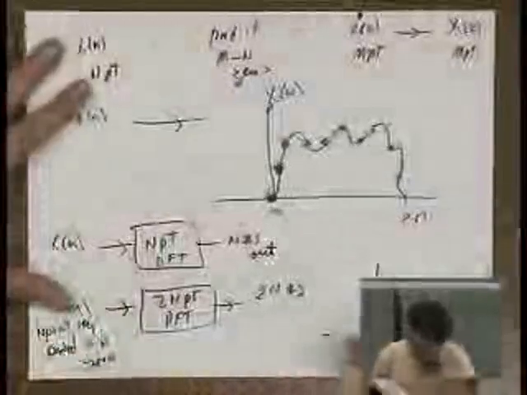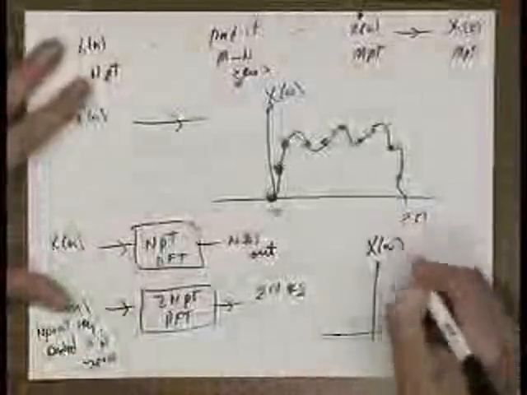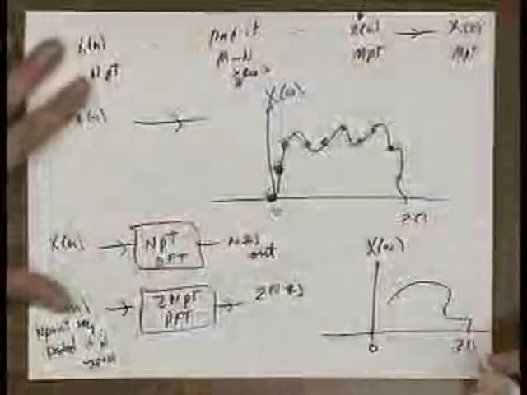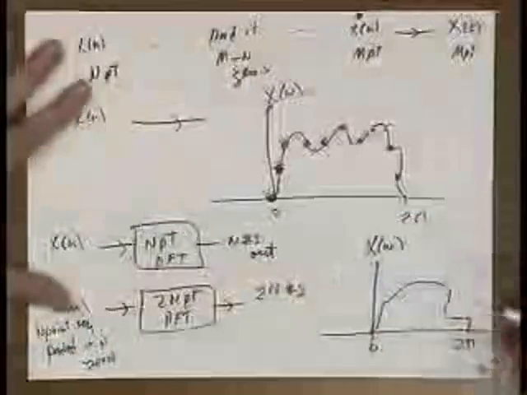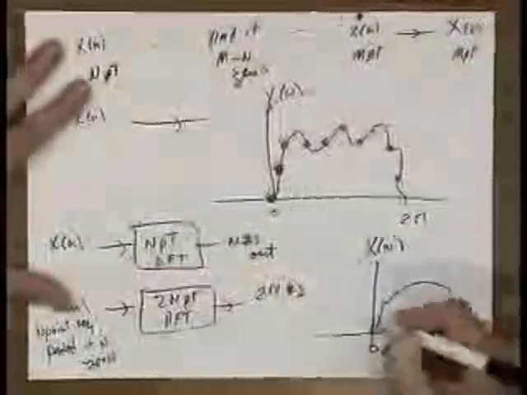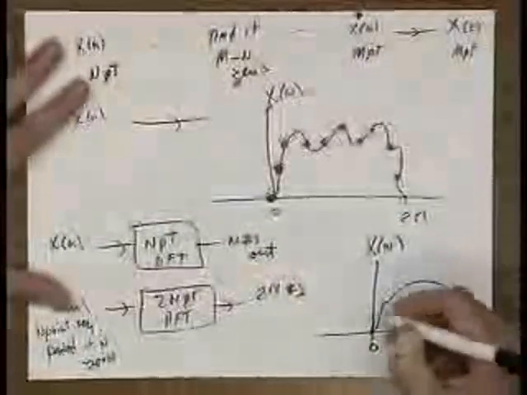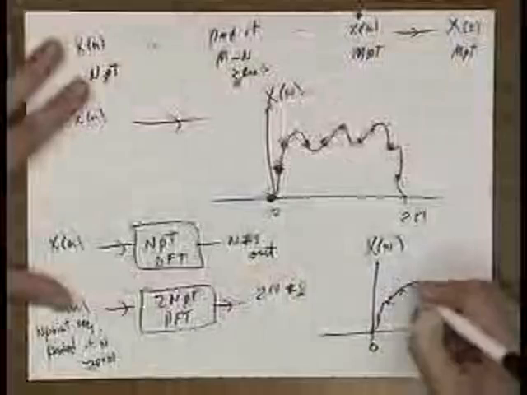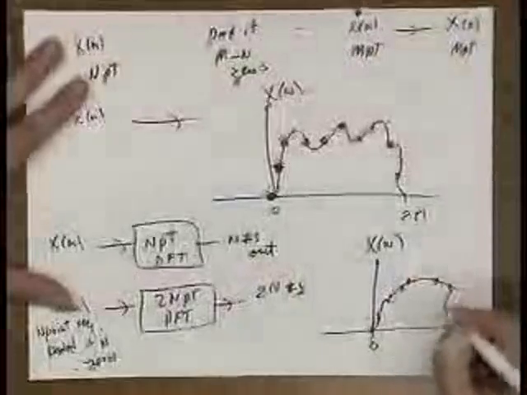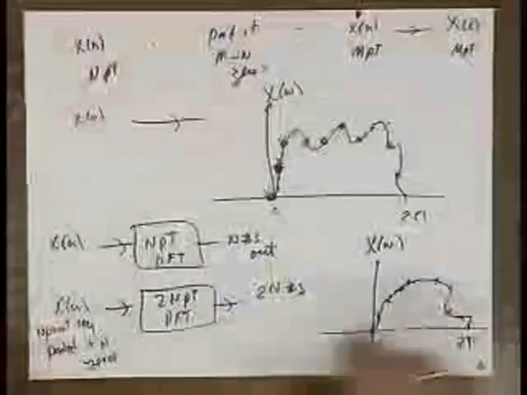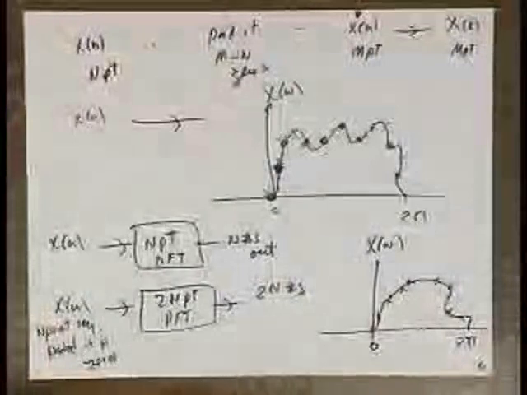Suppose that I have this X of omega, again, between 0 and 2 pi, and I know it corresponds to the DTFT of an n-point sequence, but instead of having n equally spaced points, I have it at n non-equally spaced points. Can anybody think of an algorithm that would enable me to recover x of n?